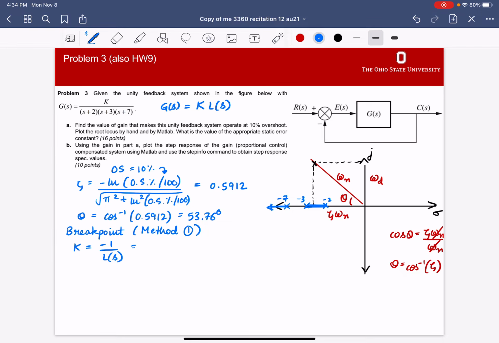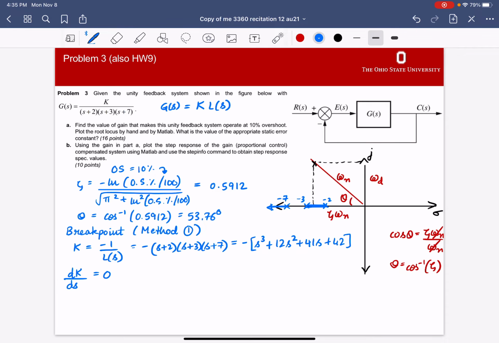So k is now nothing but negative of s plus 2, s plus 3, s plus 7. This is nothing but negative, and then we have a cubic expression. And the constraint that we need to set to find out where our breakpoint is that the derivative of this expression with respect to s has to be set to 0.